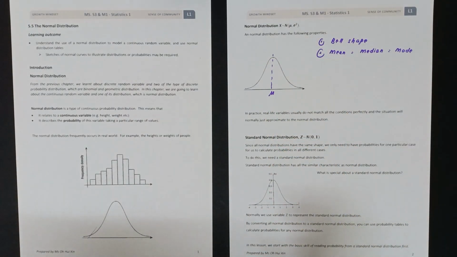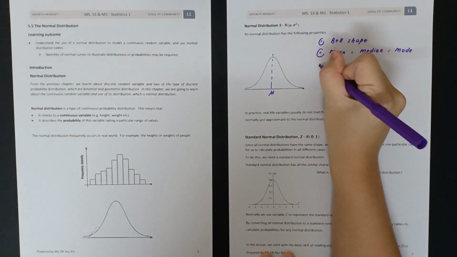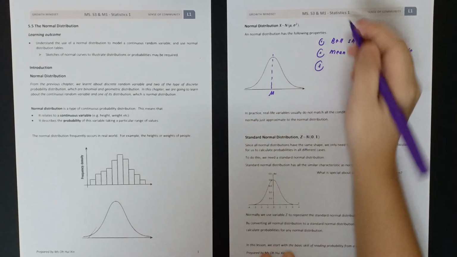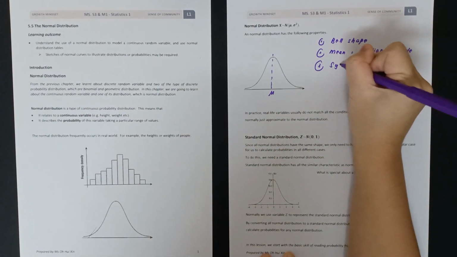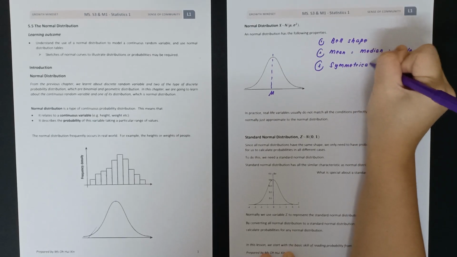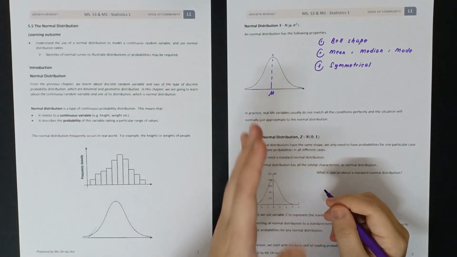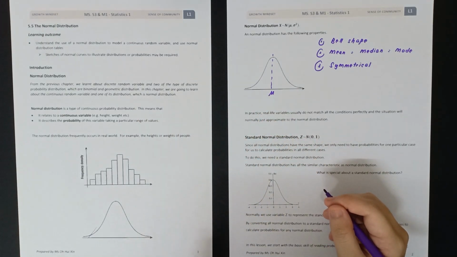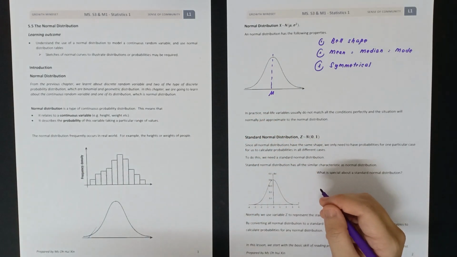Then the third one, after I draw this line, is that it is symmetric. This graph is a symmetrical graph, meaning the proportion on my left side and the proportion on my right side are actually the same.